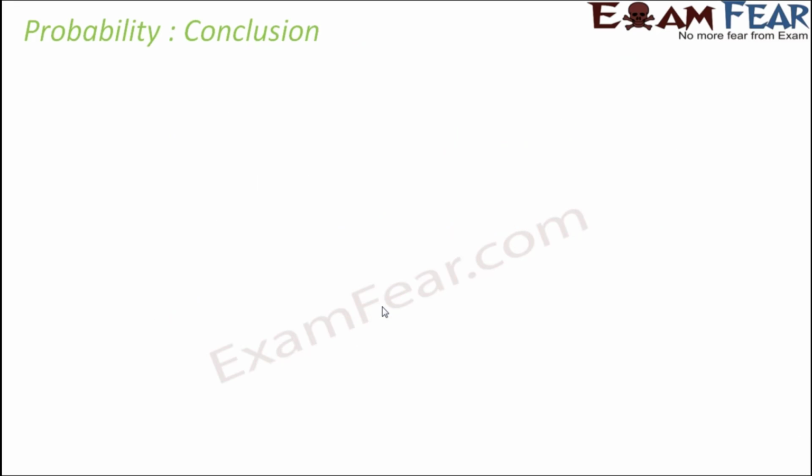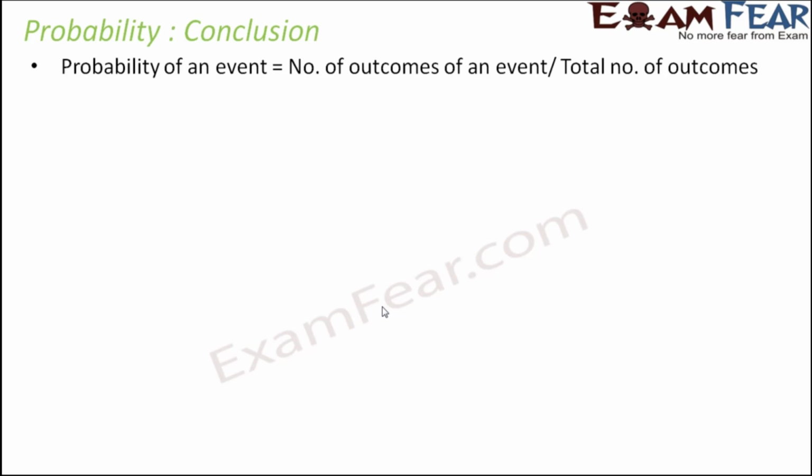So now looking at the way we are finding out probability, what do we conclude? We conclude that probability of an event is equal to the number of outcomes for that event divided by the total number of outcomes. That is the total number of possibilities.